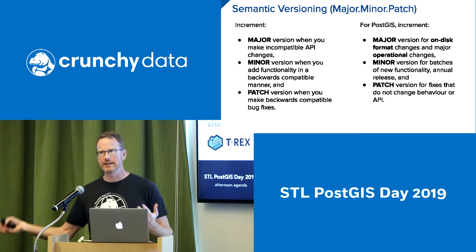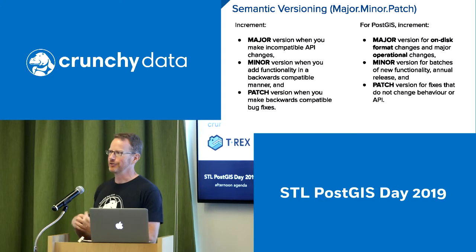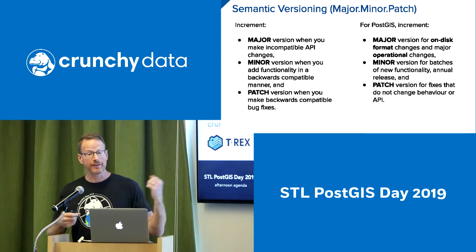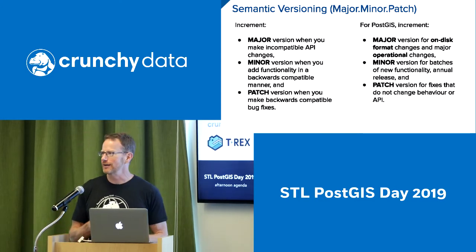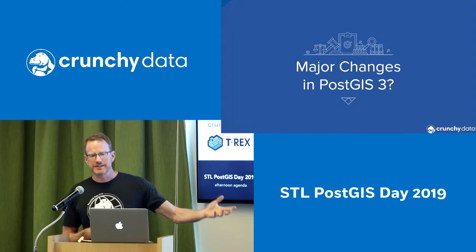So it took us about 10 years to go from 2.x to 3.x. It'll probably take us another 10 years to go from 3.x to 4.x. And we have another version flag left, so we're still not going to require a dump and restore when that happens. So what are the major changes in 3, other than changing the on-disk format?